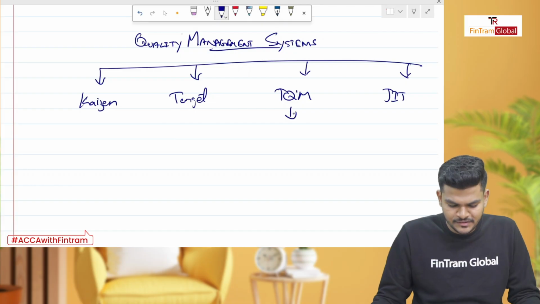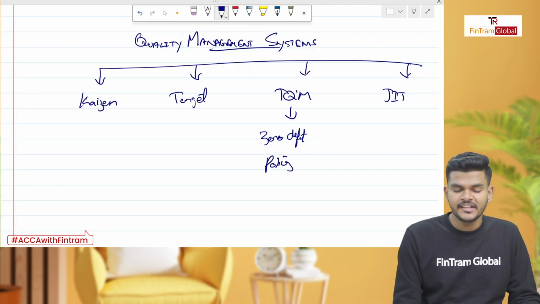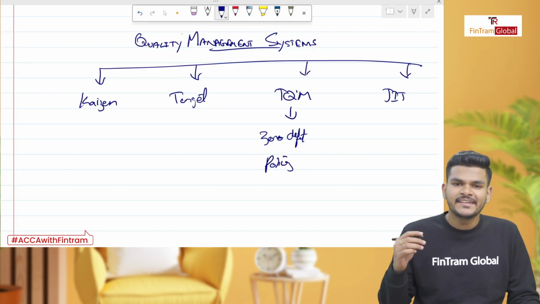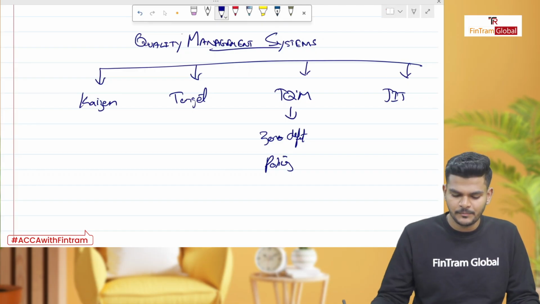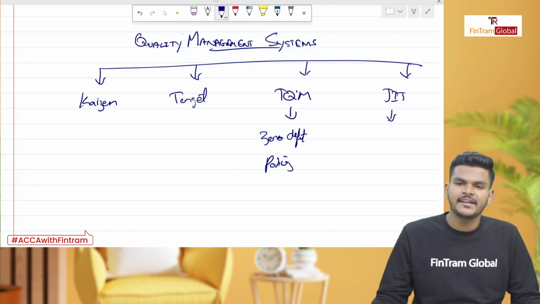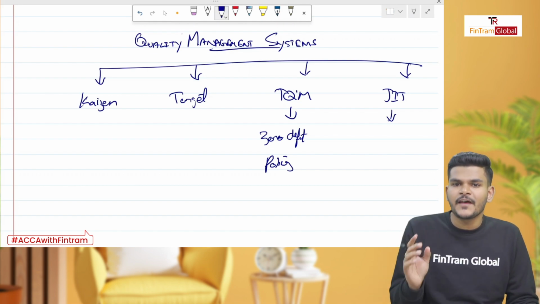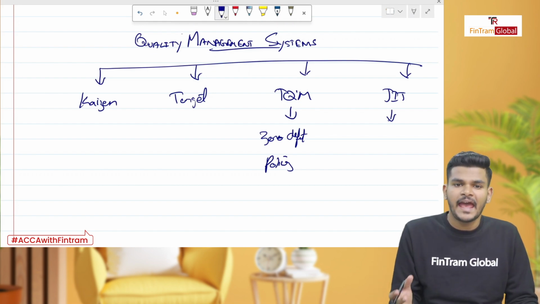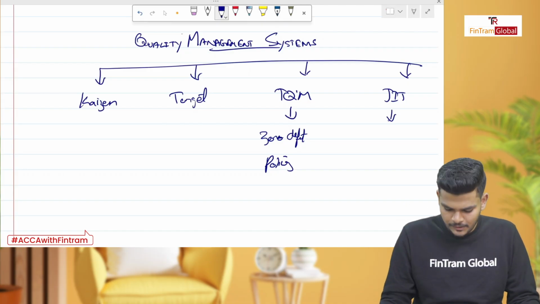So TQM, what is TQM? Having a zero defect policy, right? Zero defect policy. That's what TQM is all about. It's all about getting it right the first time. That's basically what the TQM approach is. And then we have JIT, which is a demand pull system, as in, we manufacture our products or inventory as and when the order comes in. That's what just in time is all about.